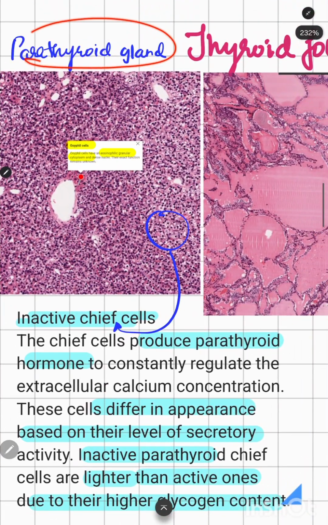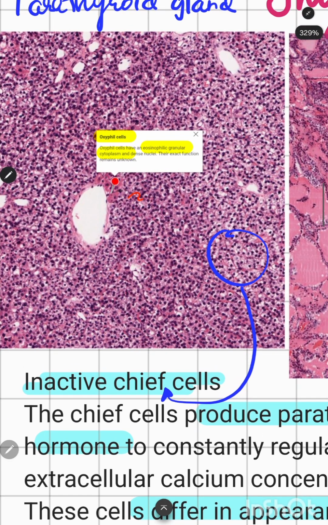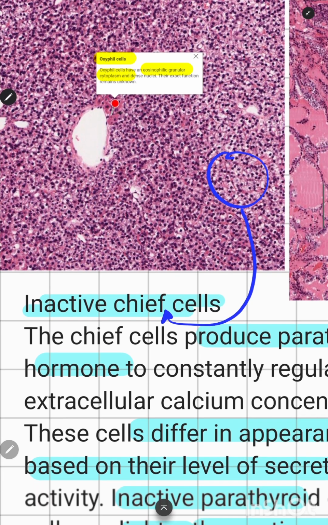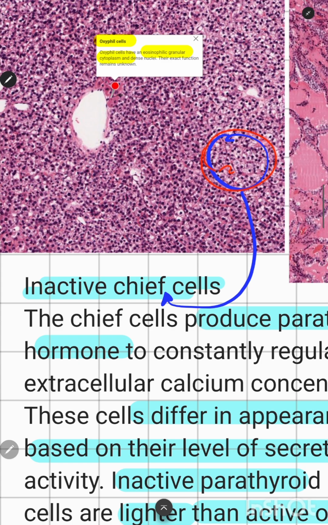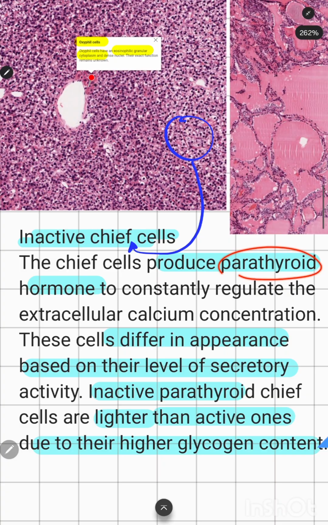And this is about parathyroid gland. So parathyroid gland is having two types of cells: oxyphil cells and chief cells. Oxyphil cells are the ones which are having a very pinkish material in them, that is eosinophilic granular cytoplasm with a dense nucleus. These are oxyphil cells. Then the paler cells which you are seeing here are known as chief cells, which are the ones which produce parathyroid hormone, right?